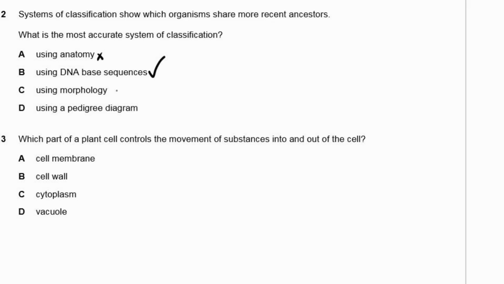Using morphology. Using morphology is just the shape, very much like using anatomy. Using a pedigree diagram. Well, no, you don't necessarily know what the ancestors of a particular frog were, or a particular bee, or a bacterium. Okay, so the answer here is B.